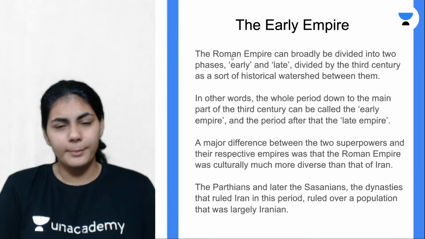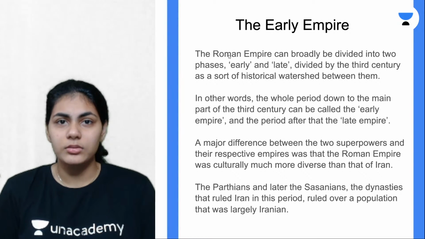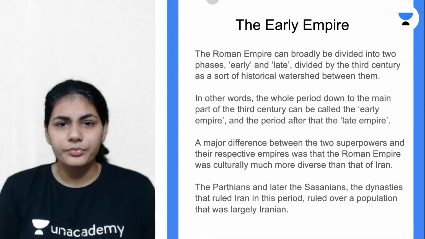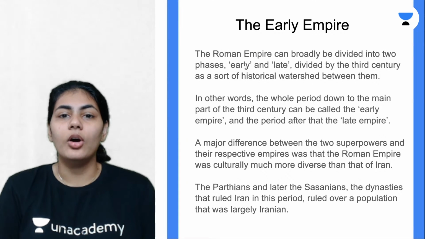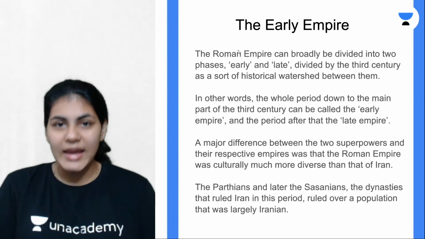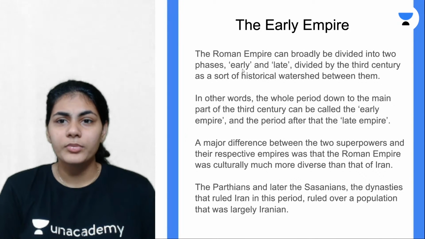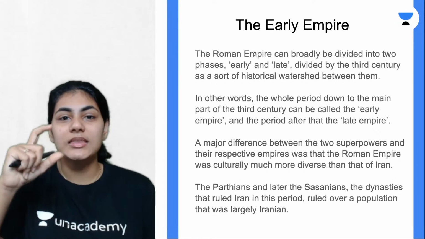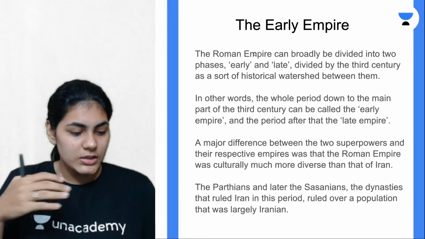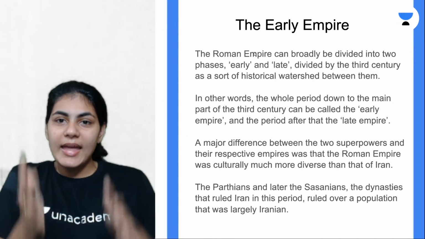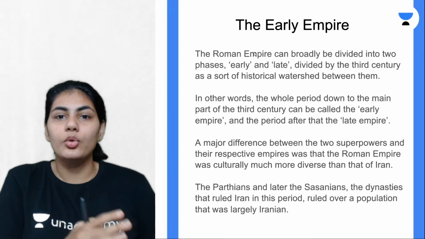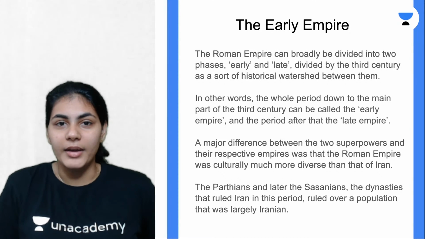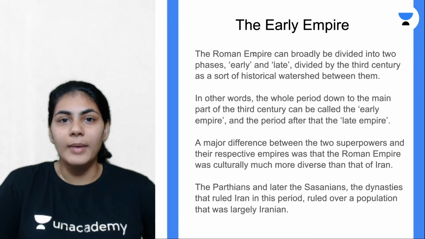So the Roman Empire, basically the empire we're talking about all this while, can be broadly divided into two phases. The first phase can be called the early empire and the second phase can be called the late empire. What is the demarcation here? Basically, consider the landmark as the 3rd century. Anything before the 3rd century is referred to as early empire. Anything after the 3rd century is referred to as late empire. So the 3rd century is the demarcation point.